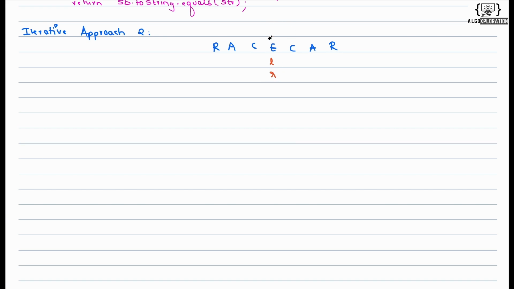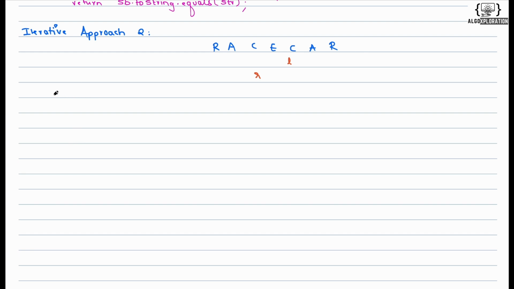Now again I'll check. Here I can see that E is equal: L is pointing to E and R is also pointing to E. They are both equal, so again I will move forward. L will go to the right side and R will go to the left side. Now this is the condition: if L is less than or equal to R, I will keep moving forward. If not, I will stop, I will terminate it. So in this way also we can check whether the string is a palindrome or not.